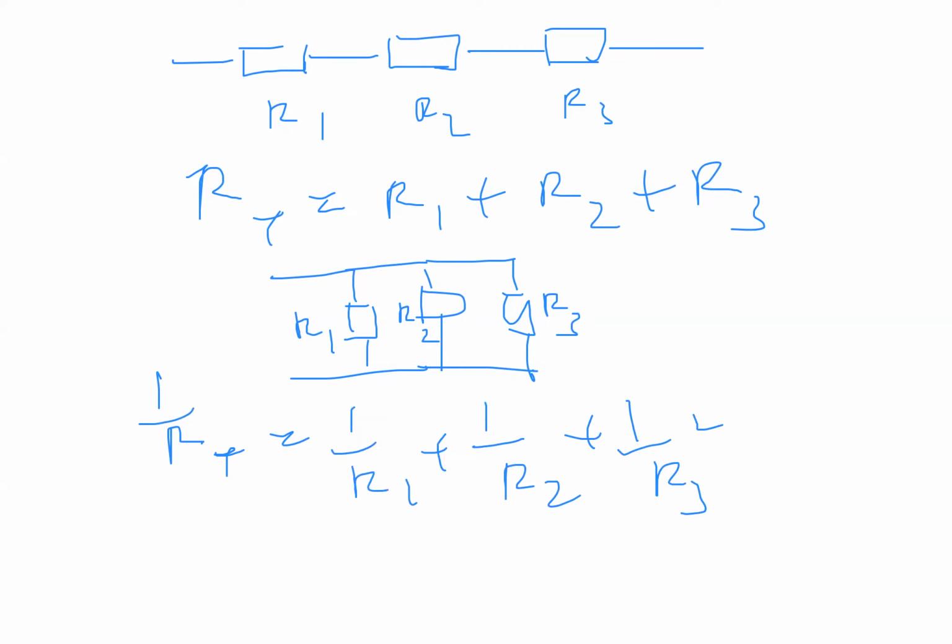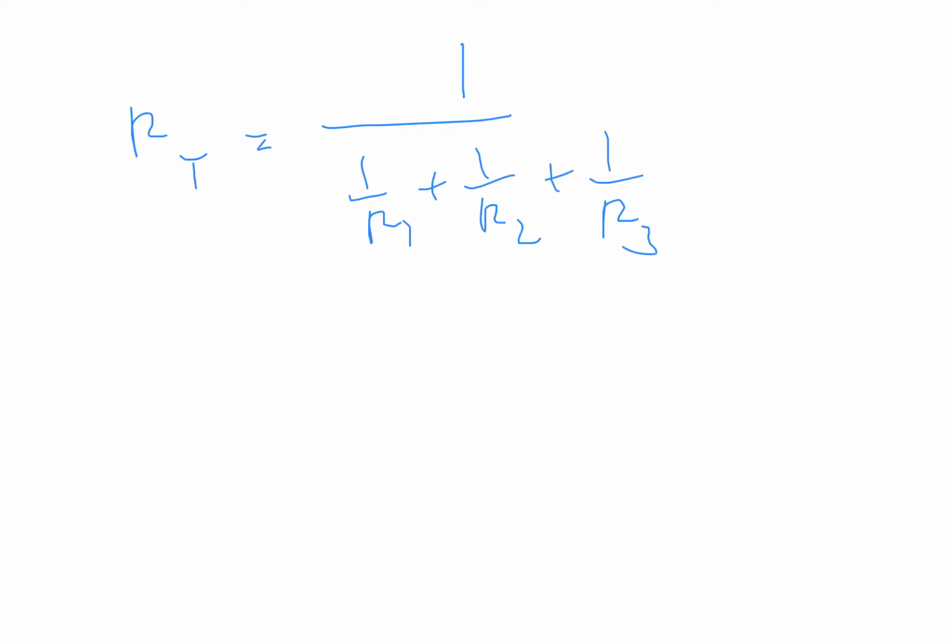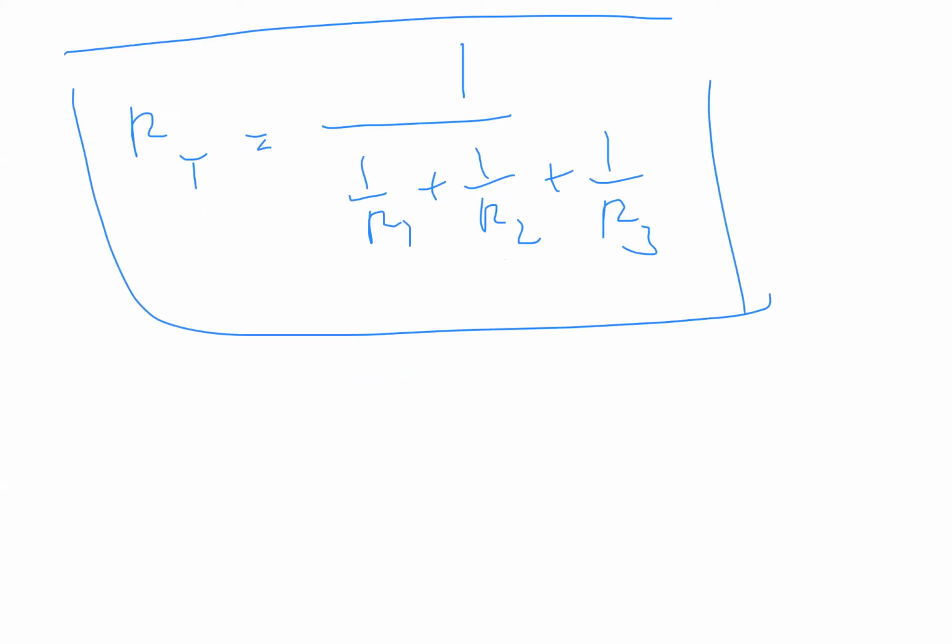In other words, I can write it like this: R total is equal to 1 over the sum of 1 over R1, 1 over R2 and 1 over R3. Do you agree with this? I just took the reciprocal, because 1 over RT is equal to 1 over R1 plus likewise. To get RT, R total, we need to take the reciprocal of that, so that means 1 over the whole thing. This is how we find it. Are you okay? Great.